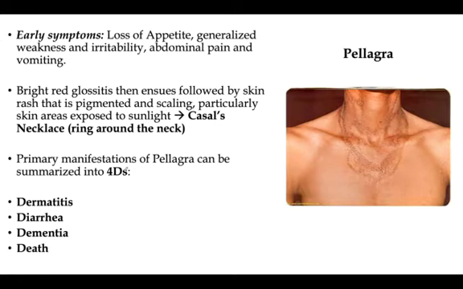The early symptoms of pellagra in general involve loss of appetite, abdominal pain and vomiting, but the most telltale sign of pellagra is the presence of bright red glossitis, and also changes in the skin. You will see this in the form of a rash that is pigmented, particularly in the skin areas exposed to sunlight, as you can see here in this particular part of the slide.